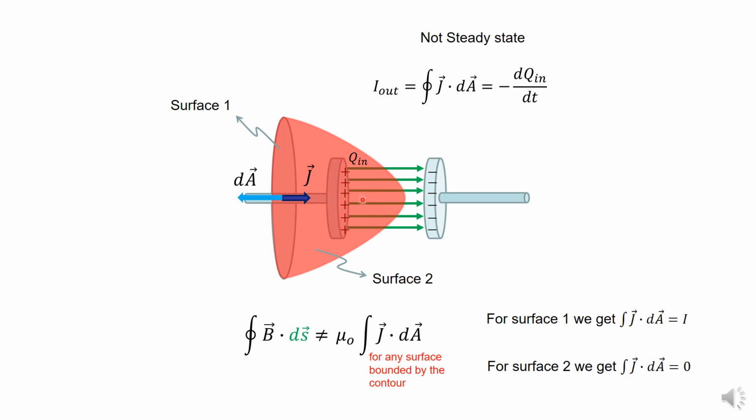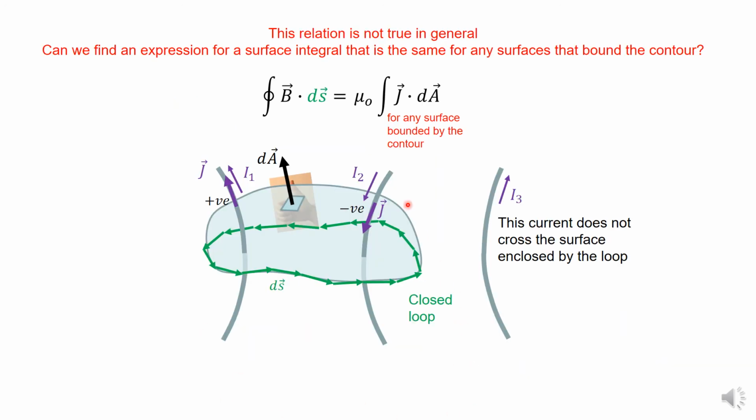And you can see why this derivative is not zero in this case, because when the capacitor is charging, obviously the amount of charge on this plate is changing with time. So this right-hand side is not zero. So in situations where you don't have steady state, you cannot write Ampere's law in this form. We get to the conclusion that this relation is not true in general. If you want to write the integration of B dot ds to be mu naught times the integration of J dot dA through any surface bounded by the closed contour, this equation is not true in general. We already know that now, we proved it.